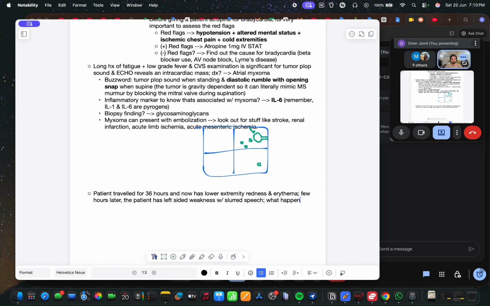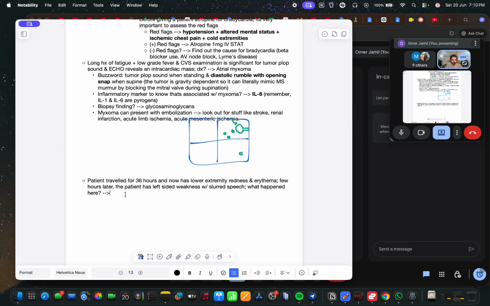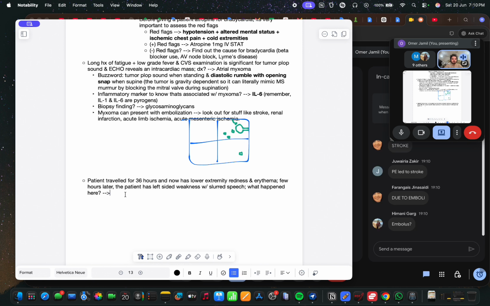What happened here? What are you guys thinking here? Any idea? Stroke, yeah, but why a stroke? What's the concept behind it? PE led to stroke, so I think you guys are missing the main point.